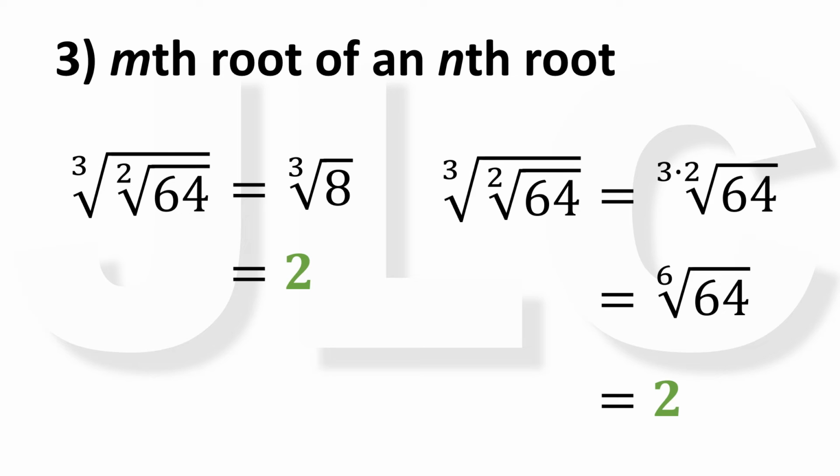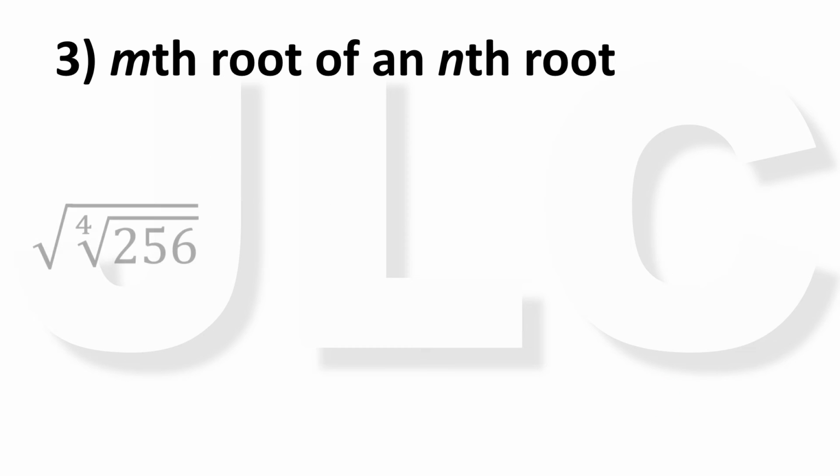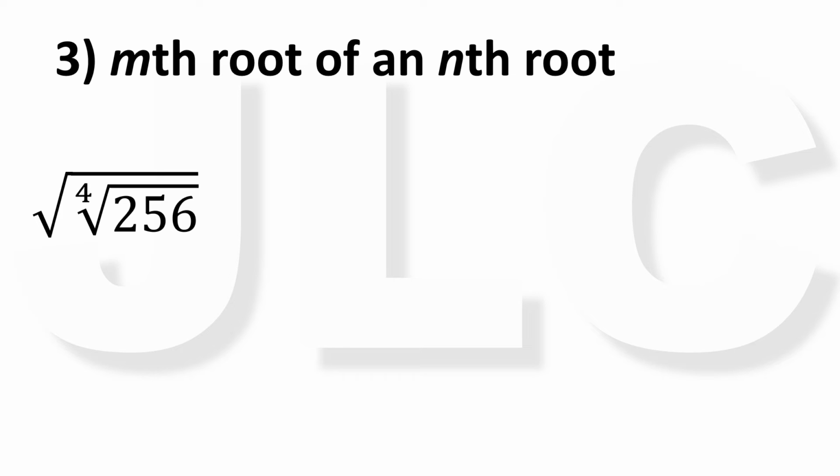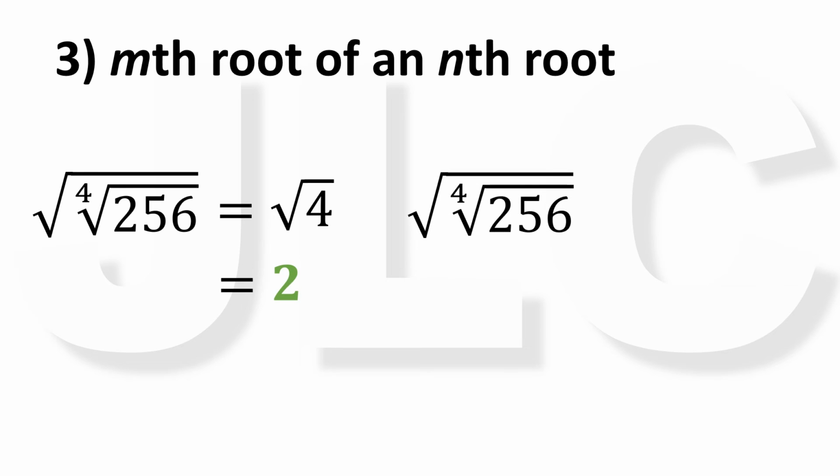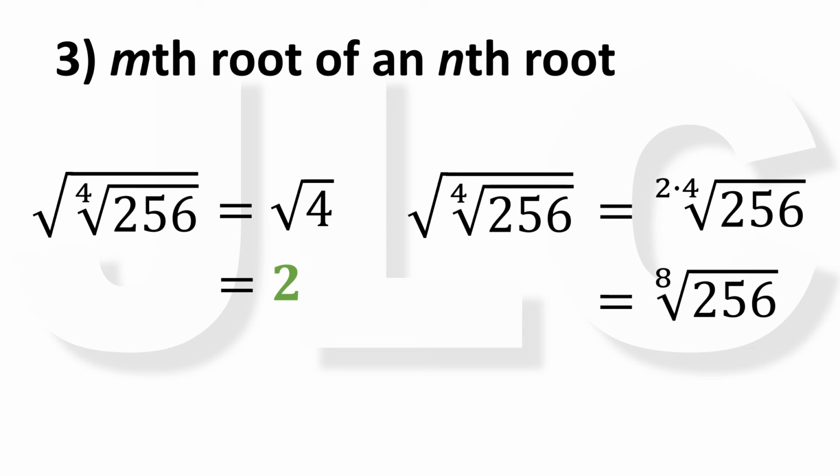Let's have another example. Let's say we have the square root of the 4th root of 256. The 4th root of 256 is 4, so this equals the square root of 4. And the square root of 4 is 2. Now using the property, the square root of the 4th root of 256 equals the 2 times 4, or 8th root of 256. And the 8th root of 256 is 2. So as we can see, we get the same value whether we use the property or not.